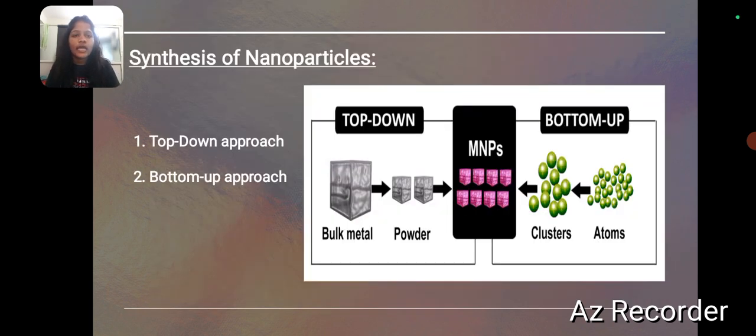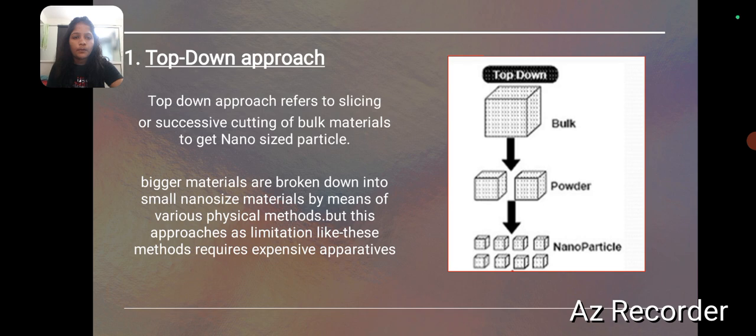Synthesis of nanoparticles: top-down approach and bottom-up approach. Top-down approach refers to slicing or successive cutting of bulk materials to get nano-sized particles. Bigger materials are broken down into small nano-sized materials by means of various physical methods. But these approaches have a limitation: these methods require expensive apparatus.